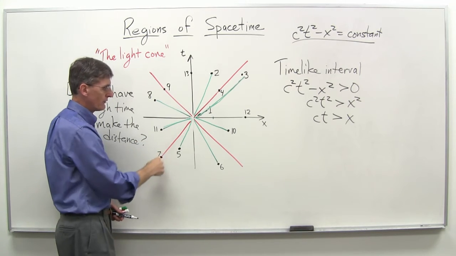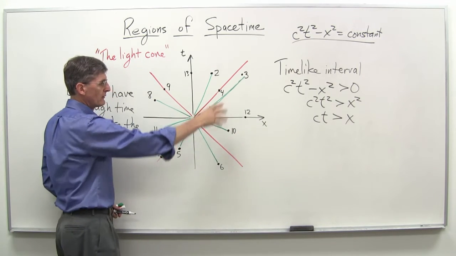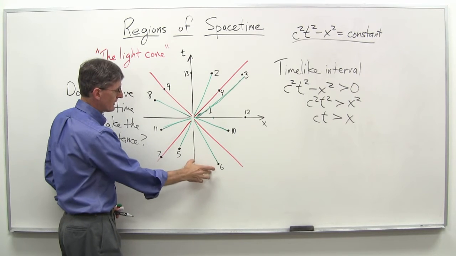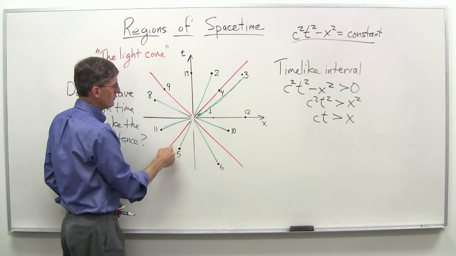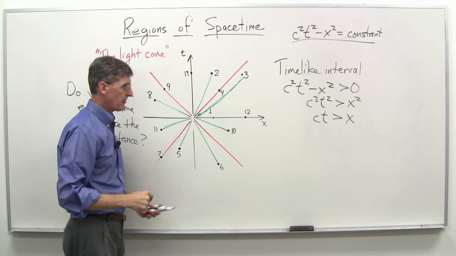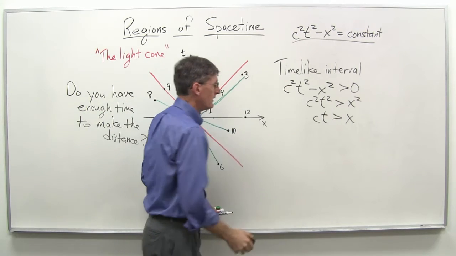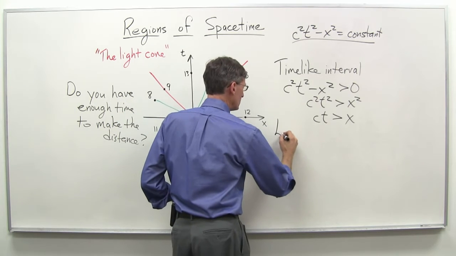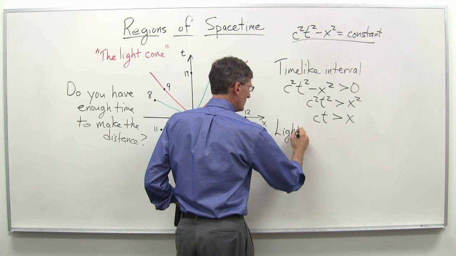We have a special name for the speed of light cases here. So the time-like interval ct greater than x is, for example, for 5 and 6, and 1 and 2 there. Now, so that's the time-like interval. And the next one is actually called a light-like interval.